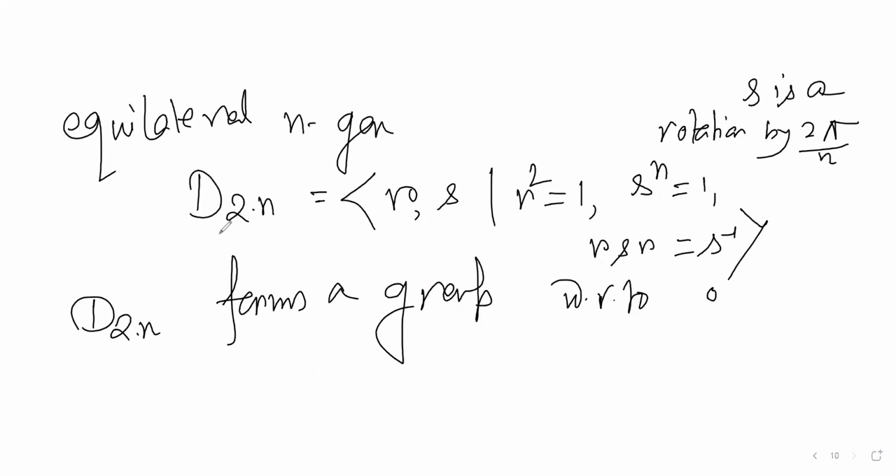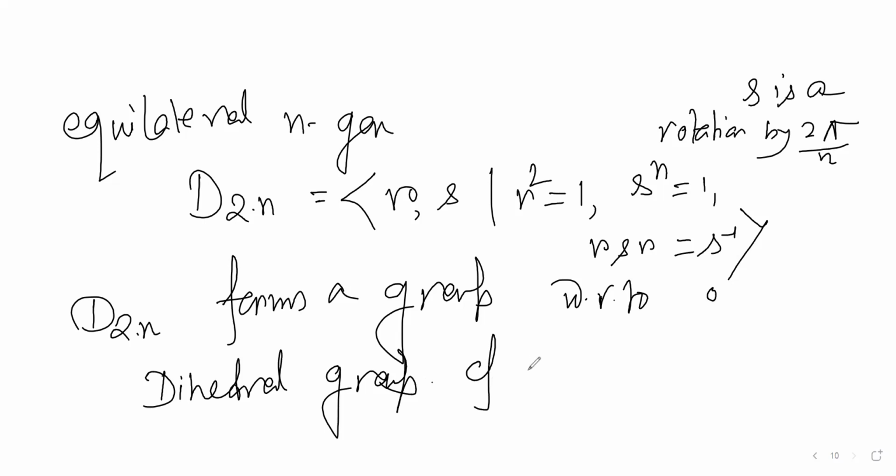And this group has a special name. These groups are known as dihedral group, dihedral group of order 2n. So dihedral group is actually the group of symmetries. Symmetries means only reflection and rotational symmetries of an equilateral n-gon.